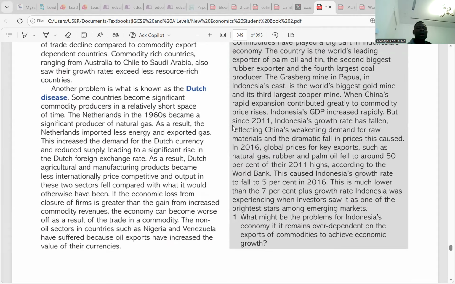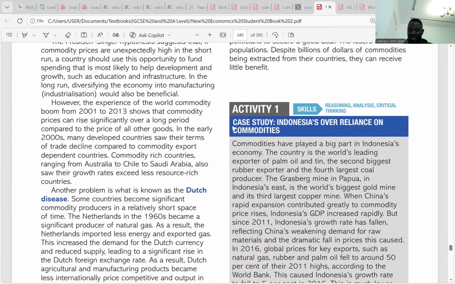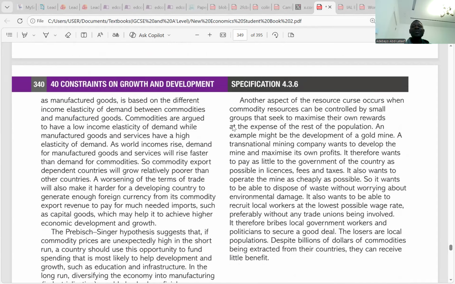If the economic loss from closure of firms is greater than the gain from increased commodity revenues, the economy can become worse off as a result of the trade in a commodity. The non-oil sector in countries such as Nigeria and Venezuela have suffered because oil exports have increased the value of their currencies. And that aspect of the resource curse occurs when commodity resources can be controlled by small groups that seek to maximize their own rewards at the expense of the rest of the population.